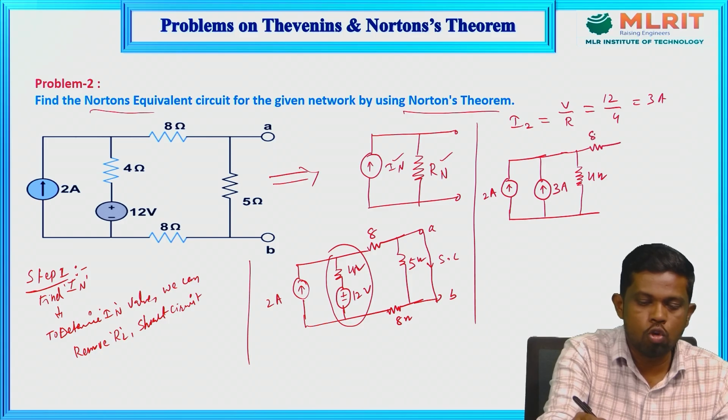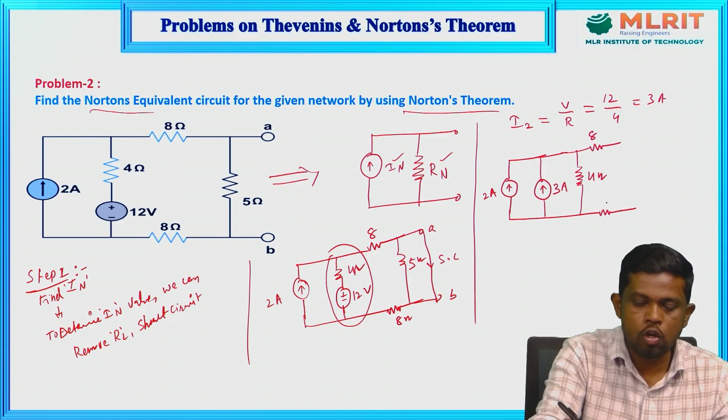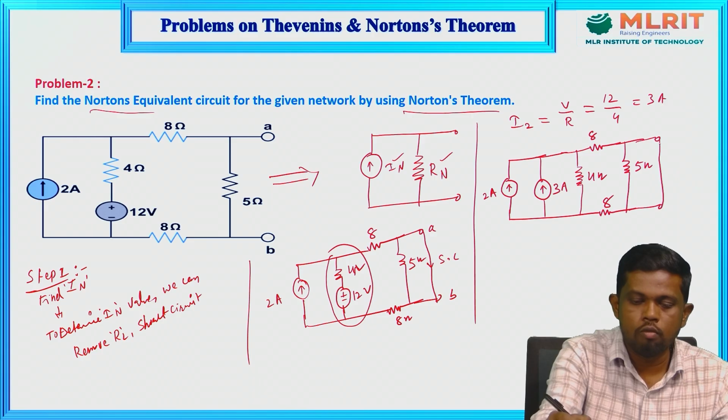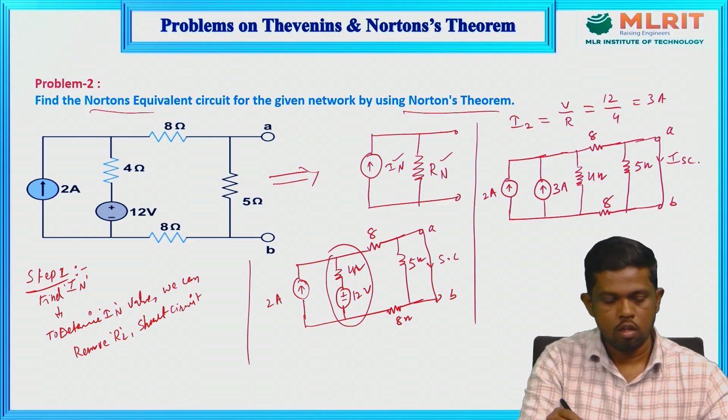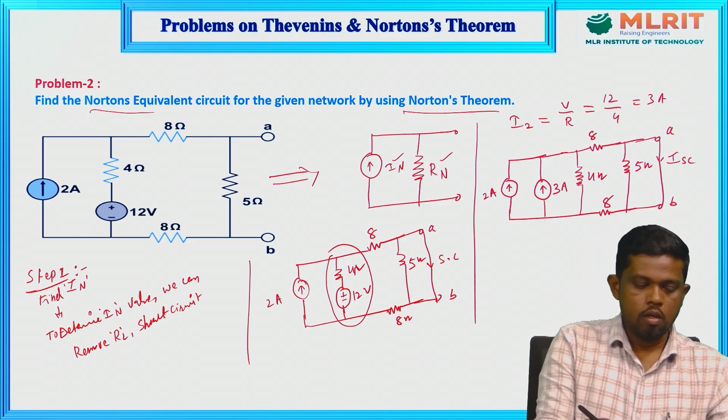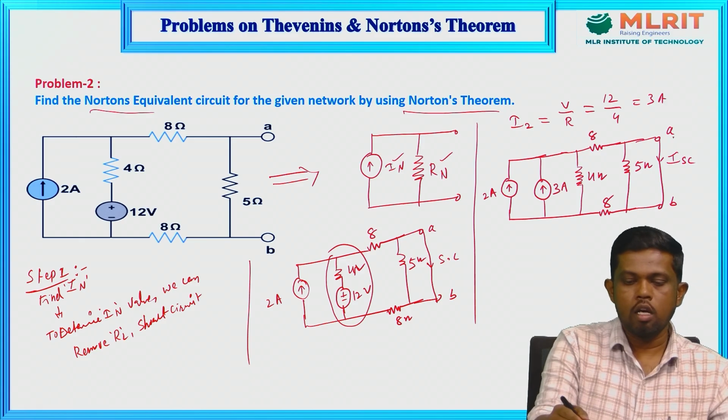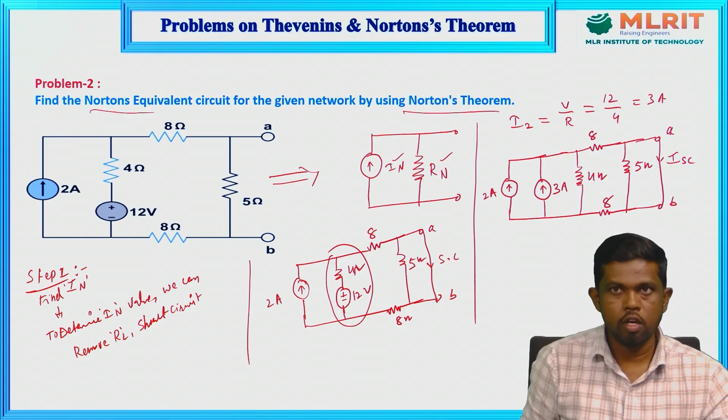This is the 8 ohm and this is also 8 ohm and this 5 ohm, and these two terminals are short circuit terminals. We can call them A and B. So this current is the short circuit current or Norton's current. We need to find out the current through this branch, and for that we need to do some reduction.